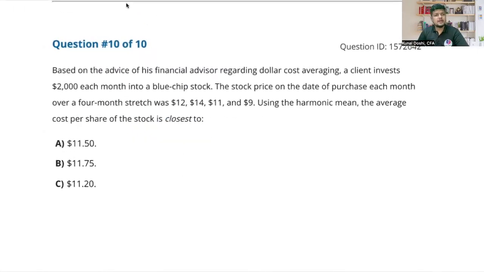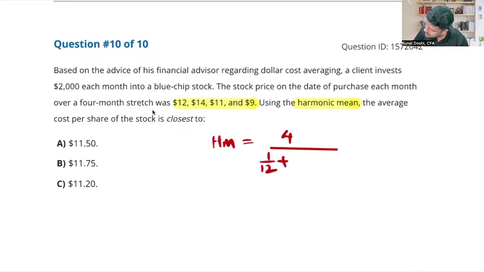Everyone, before we solve it? Yes, everyone? Correct. In this question, they have asked us what is the harmonic mean of these values: 12, 14, 11, and 9. So there are four values, right? To calculate harmonic mean, all I need to do is 4 divided by 1 over 12 plus 1 over 14 plus 1 over 11 plus 1 over 9. Now, how do I solve it?